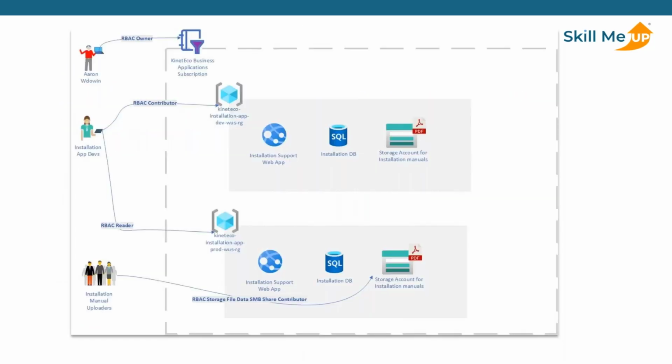So how do we combine these management plane and data plane access controls? Here's an example of a fictitious enterprise called Kinetico. They have a business applications Azure Active Directory and an Azure subscription. Within that subscription, they have two resource groups, essentially the same application's development environment and production environment. It makes sense to grant role-based access control Contributor access to the whole resource group in development for the installation app devs security group in Azure AD.